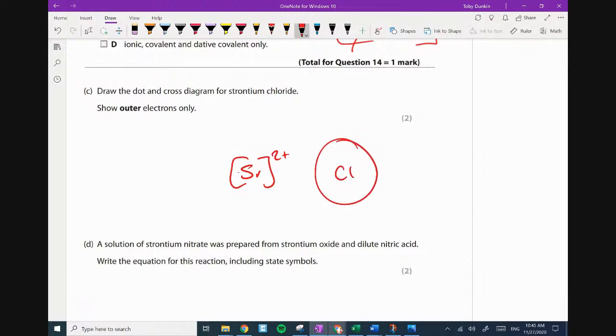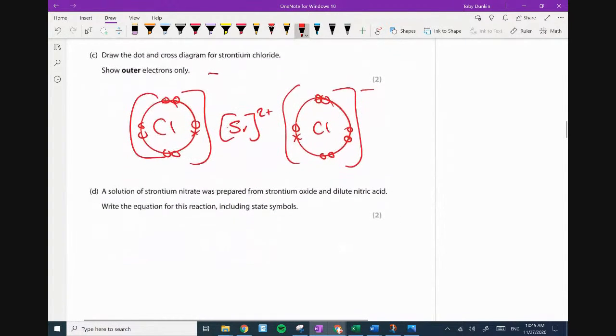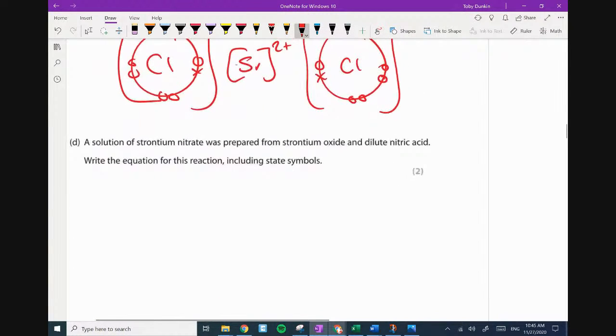Outer shell only. Yeah, circle, circle, circle, circle. So strontium's were crosses. There we go. And then we need another one because it's a 2+. Circle, circle, circle, cross. I've changed my routine there. Shouldn't do that. There we go. 2 marks. Done. Winner. You do need 2 of them, though. Tricky that. Most people forget to do 2.